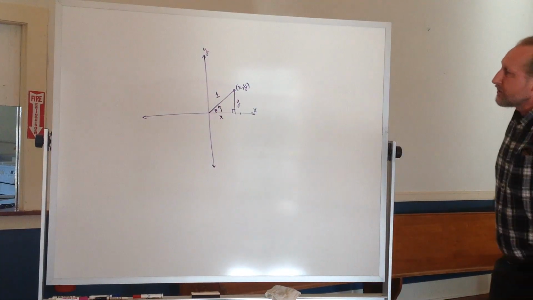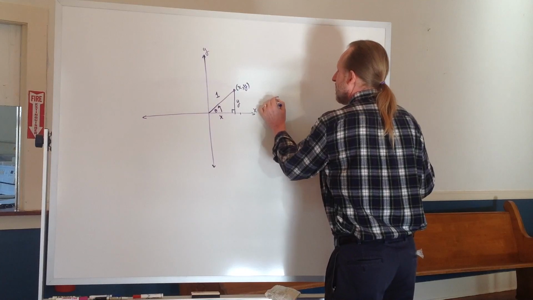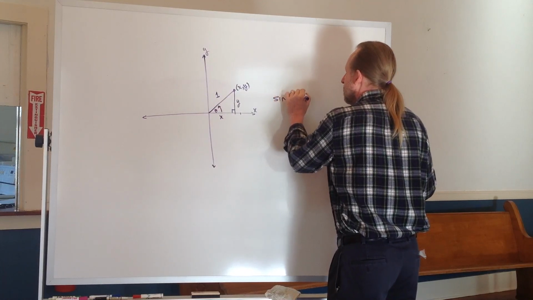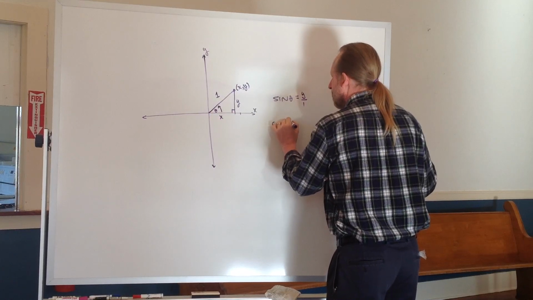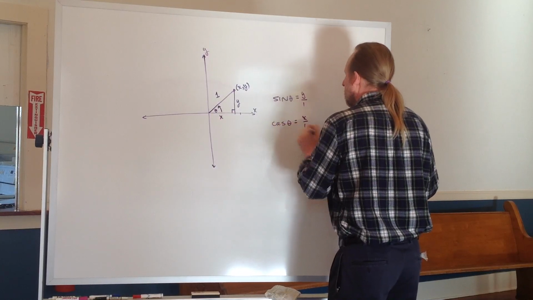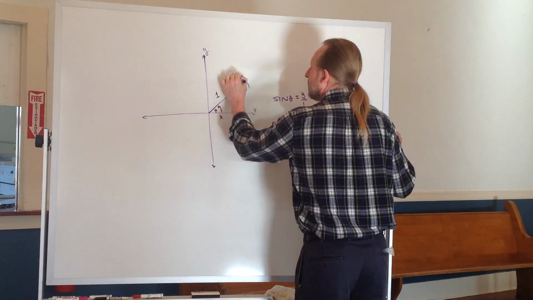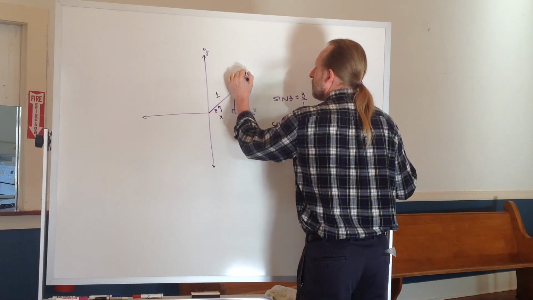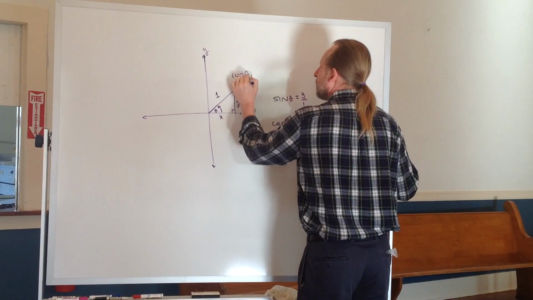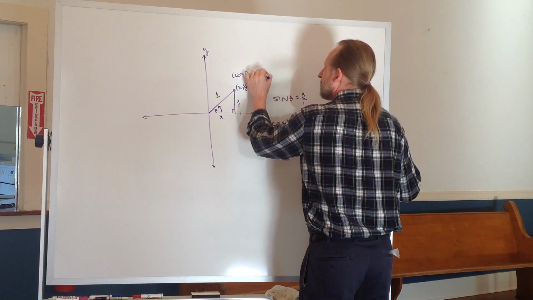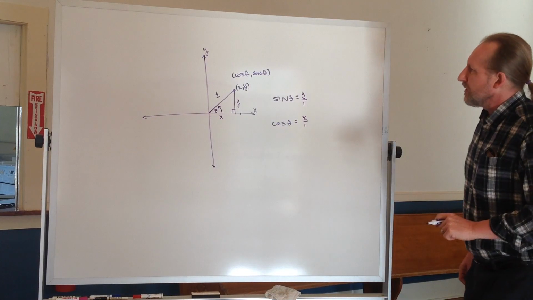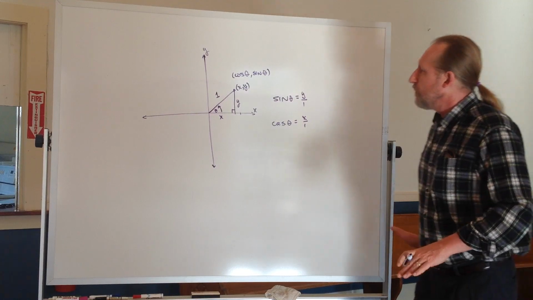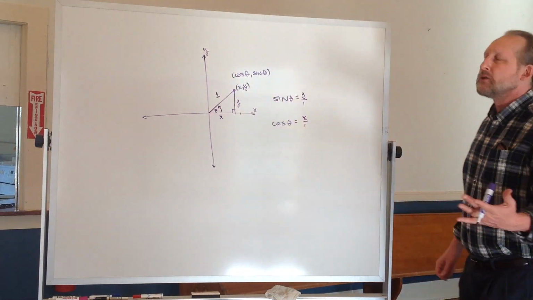Now, notice in this situation, we can say that the sine of theta here is y over 1, and the cosine of theta is equal to x over 1. So this point right here represents the cosine of theta for the x-coordinate and the sine of theta for the y-coordinate. Now, what that does for us is that allows us to go past 90 degrees.